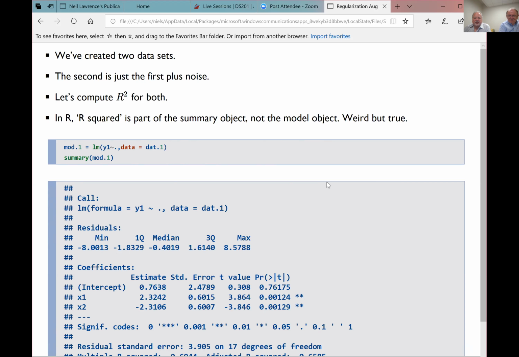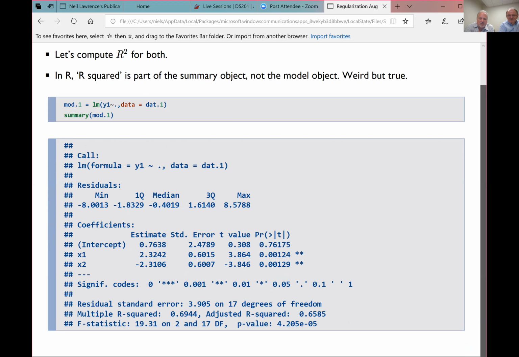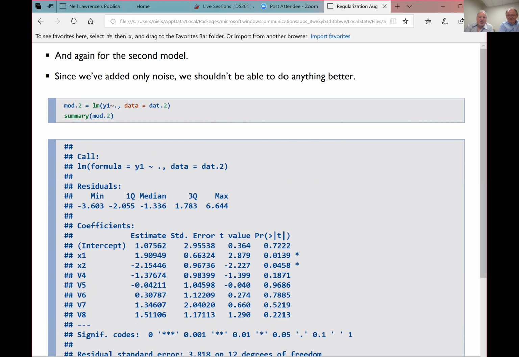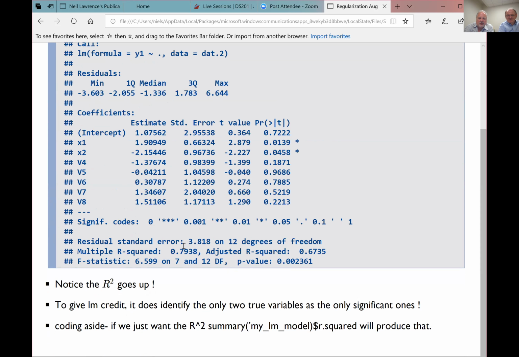In R, everything's an object, and the R squared is part of the summary. And so if I can push this down, you can see it. You see for the first one, we get an R squared of 0.69. Right. And what about for the second model? Really, the second model should be no better in terms of predictive ability or descriptive ability. But yet we'll see that when we go through this, R squared has gone up about 10 points from 0.69 to 0.79. So there you go.